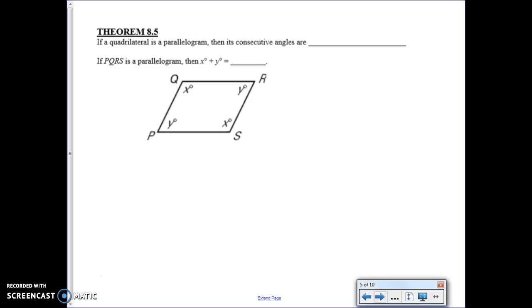We also know something about its consecutive angles, the angles next to each other. We know that they are supplementary. And it doesn't matter which pair of consecutive angles we're talking about. This says x plus y, so this could be this x plus y, or it could be this x plus y, or any of the other combinations, because we know that those angle y's are the same measure. So x plus y equals 180 degrees.